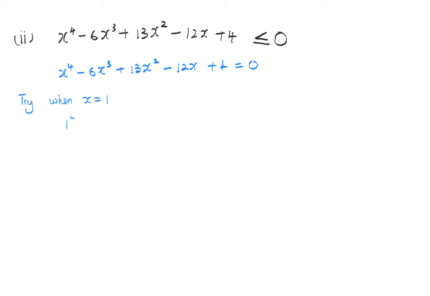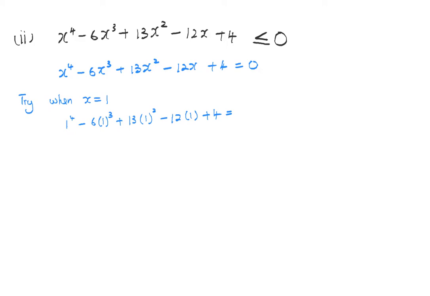1 to the power of 4 minus 6 times 1 to the power of 3 plus 13 times 1 to the power of 2 take away 12 times 1 plus 4. Okay, you use your calculator and count. So you can start with 1, you can start with -1, up to you, whatever value you want. Okay, do you get 0? Okay, if you add all these up, do you get 0?